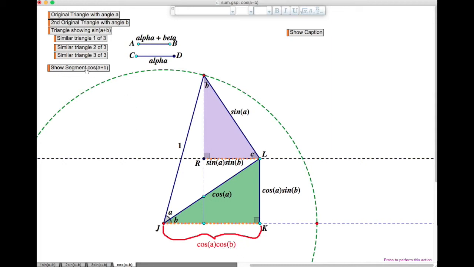Since we want to solve for cosine A plus B, through algebraic manipulation, we know that cosine of A plus B is equal to cosine A cosine B, this long segment, minus sine A sine B.